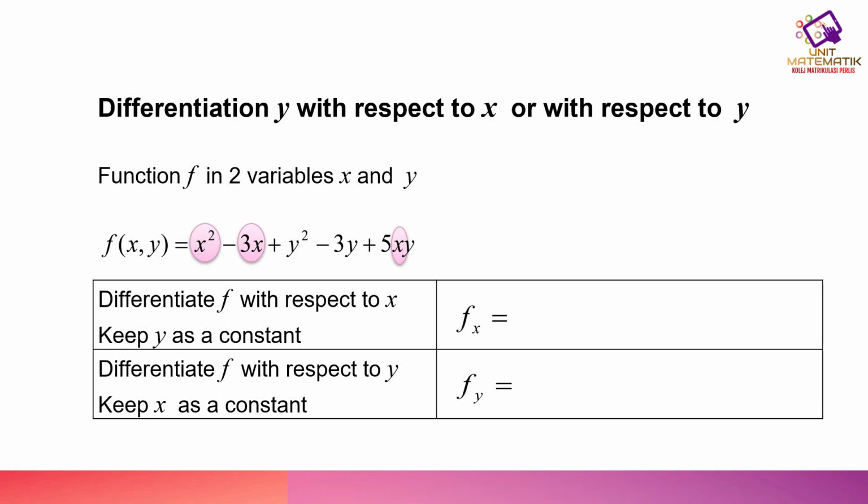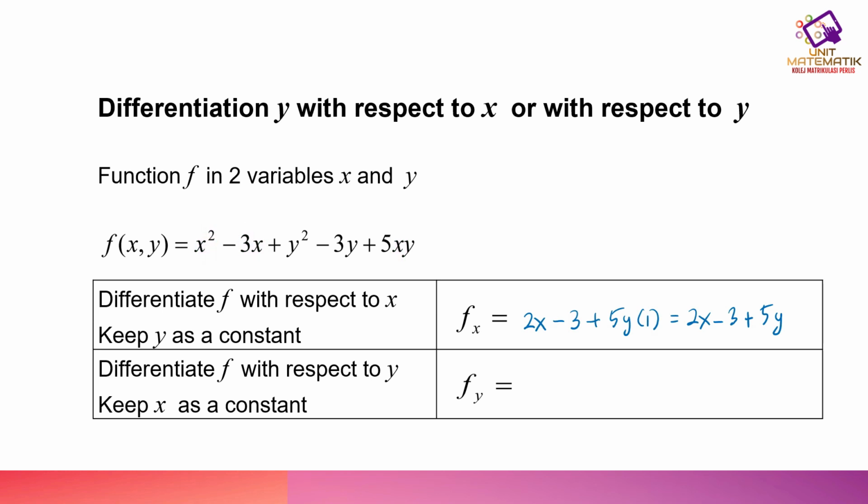Now we differentiate. x squared, you should get 2x. Differentiate minus 3x, you get minus 3. y squared minus 3y are constants, so when we differentiate, we get 0. For 5xy, first we write the constant 5y, then we differentiate x, the variable, and you get 1. Don't forget to simplify: 2x minus 3 plus 5y, for your f sub x.